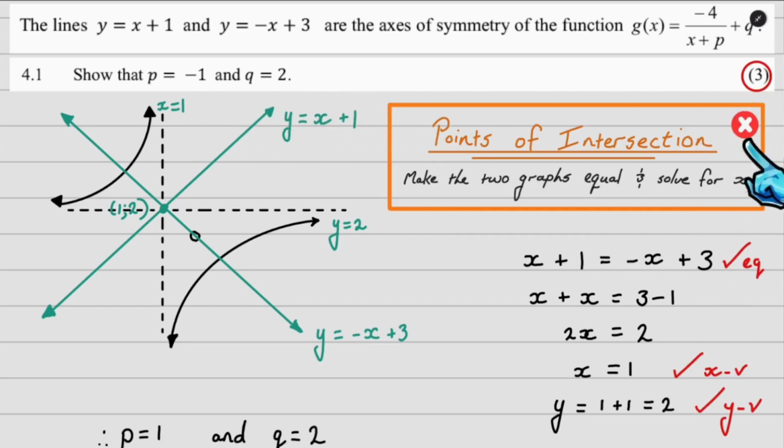Let's have a look where the 3 marks are coming from. Equating these two equations gets you the first mark. Your x value gets you the second mark. And your y value gets you the last of the 3 marks.